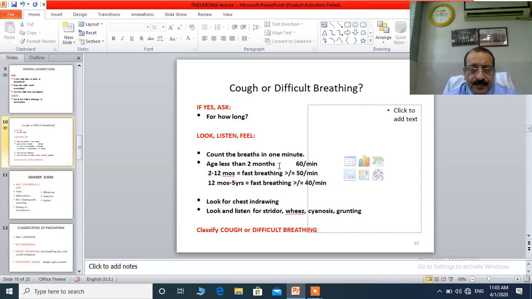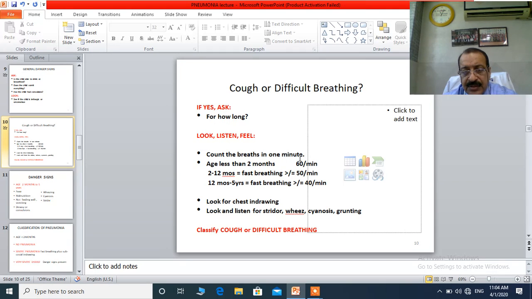at certain ages. If the age of the child is less than 2 months, the upper limit of respiratory rate is 60 per minute. And if the child is between 2 months and 12 months, the upper limit of respiratory rate is equal to or more than 50 per minute. And if the child is between 1 year and 5 years of age, we label fast breathing when the rate of respiration is 40 per minute. So remember the figures of 60, 50 and 40.